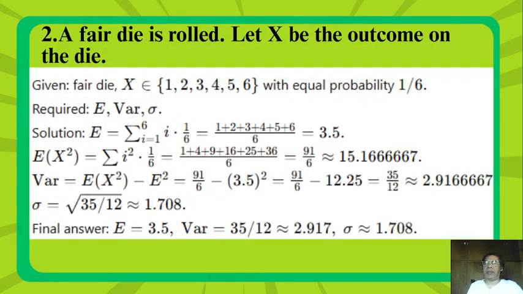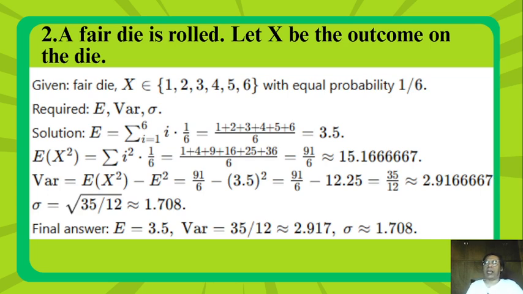Practice problem number 2. A fair die is rolled. Let X be the outcome of the die. So, given a fair die, X has values of 1, 2, 3, 4, 5, 6 with equal probability of 1 over 6. How do we get the probability?